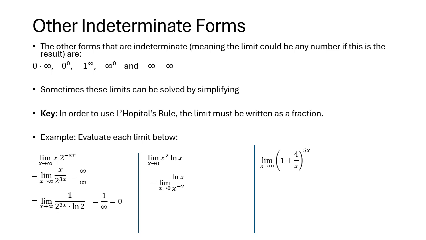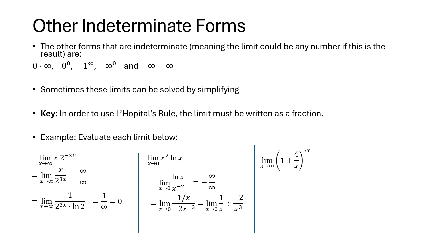Now, from here, if we were to plug in 0, we would get negative infinity over infinity, meaning we may use L'Hopital's rule. Now, using L'Hopital's rule, the derivative of ln of x is 1 over x, and the derivative of x to the negative second is negative 2x to the negative third.